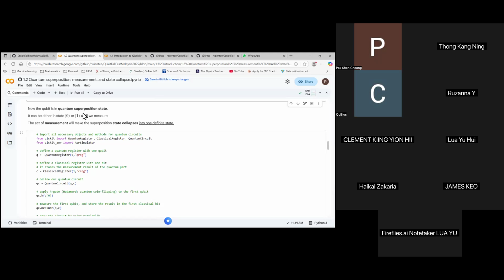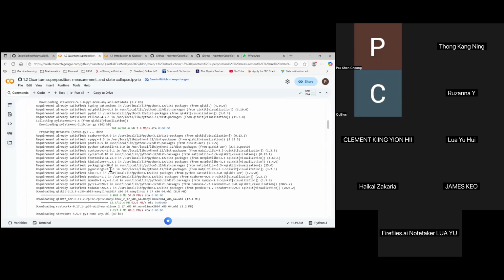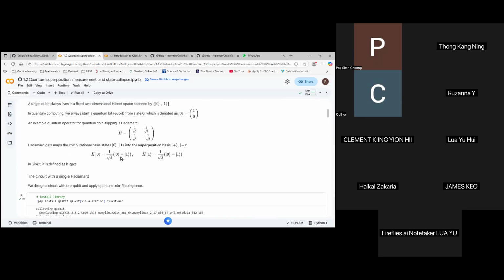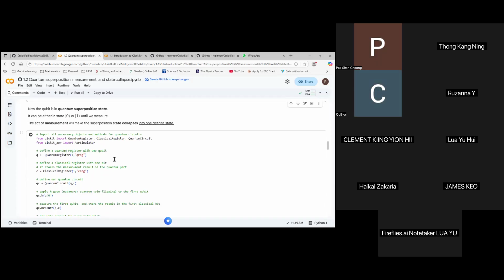All right, now the qubit is in a quantum superposition state. Remember, a superposition state is in 2 states here, 0 and 1, with their own probability amplitude. So here's the brief description. It can be either in state 0 or 1 until we measure. When we measure it, it will collapse to just one definite state. And like I said just now, we need to register and record it in the classical register.